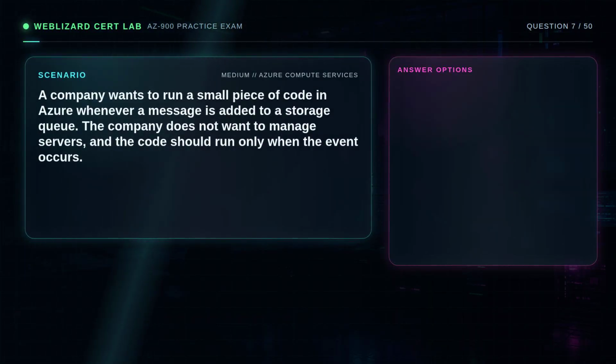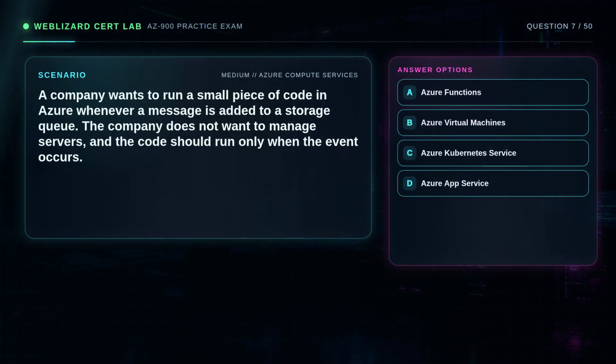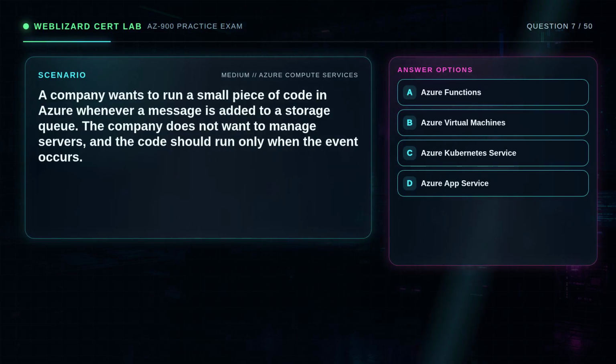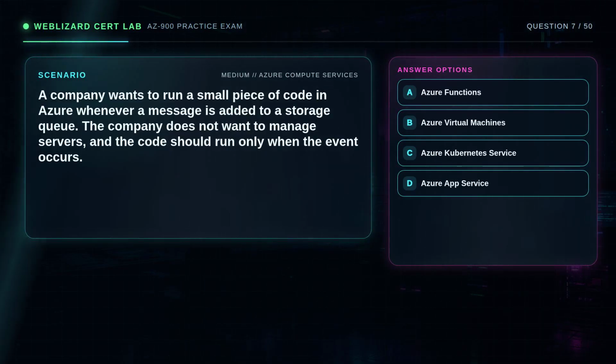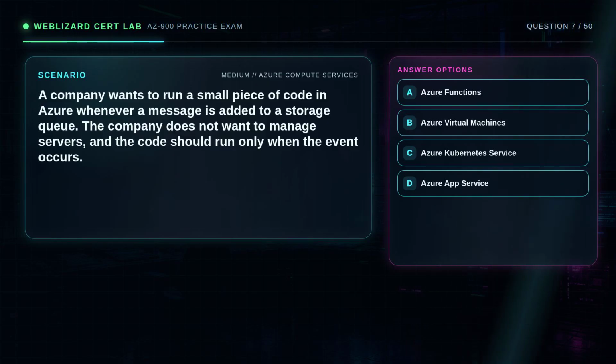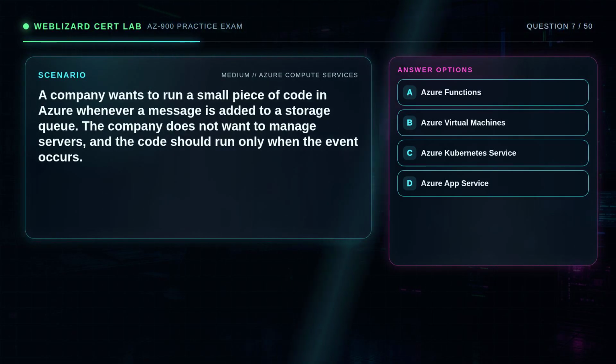Question 7. A company wants to run a small piece of code in Azure whenever a message is added to a storage queue. The company does not want to manage servers, and the code should run only when the event occurs. A. Azure Functions. B. Azure Virtual Machines. C. Azure Kubernetes Service. D. Azure App Service.